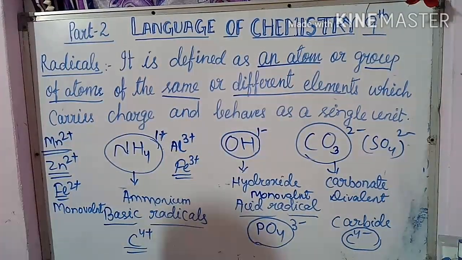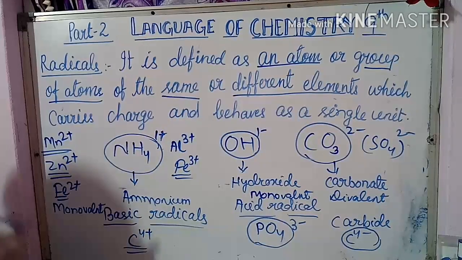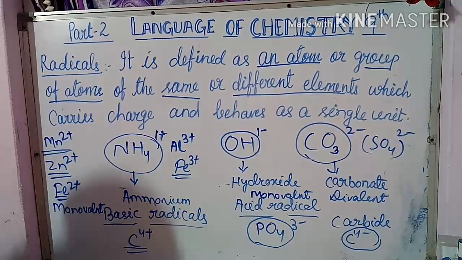So children, hope you understand about the radicals. Now I will give you a table where all the monovalent, divalent, trivalent, tetravalent, basic and acid radicals are there. You have to learn by heart all these valencies of these radicals. No option is there. You have to remember all the valencies so that you can make the compound.